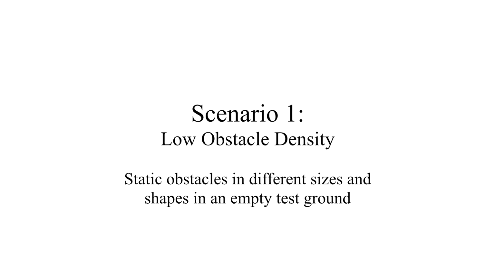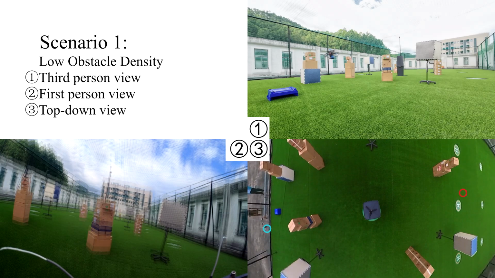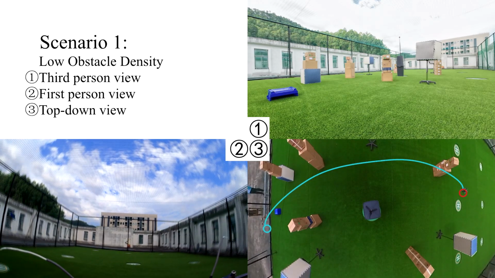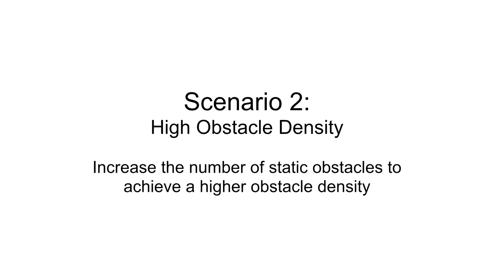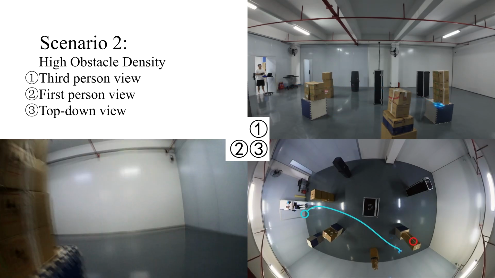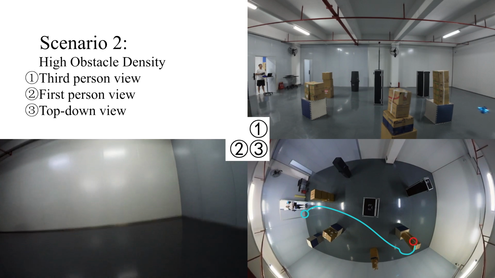environments. The first scenario contains static obstacles in different sizes and shapes in an empty test ground. We give the quadrotor a goal point and let it navigate through the obstacles. In the second scenario, we add more obstacles in the test ground to achieve higher obstacle density. The quadrotor is still able to navigate through the obstacles.